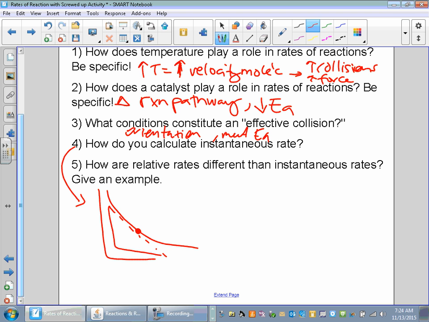Alright, so instantaneous rates are the rates of reaction at any given time, and the relative rates are how the reaction progresses over time. The change in concentration.